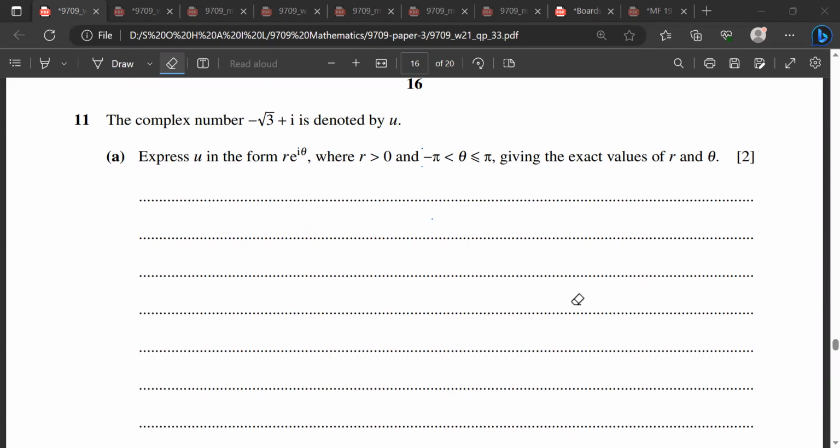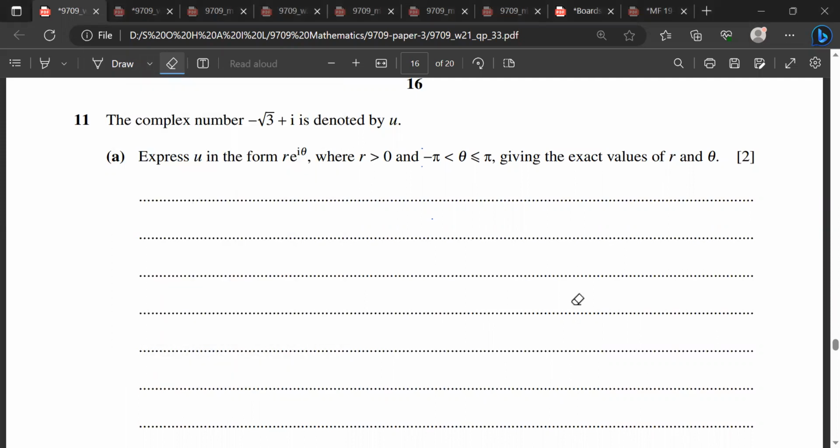Part A: express u in the form r e raised to the power iota theta. This is called the polar form or the exponential form, where r is greater than 0 and theta is greater than minus pi, less than or equal to pi, giving the exact value of r and theta. So here r is the modulus and theta is called the argument.